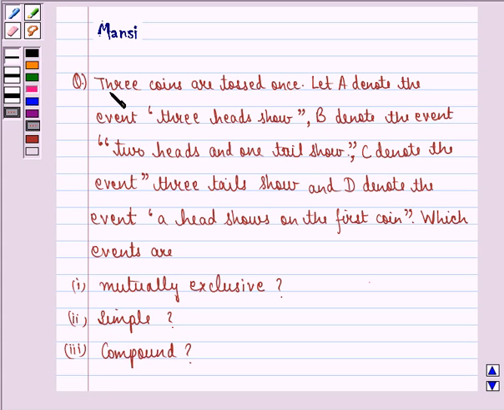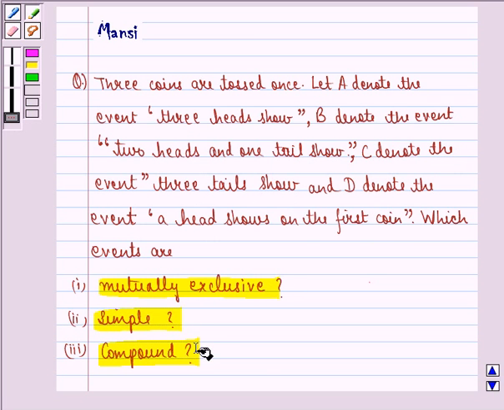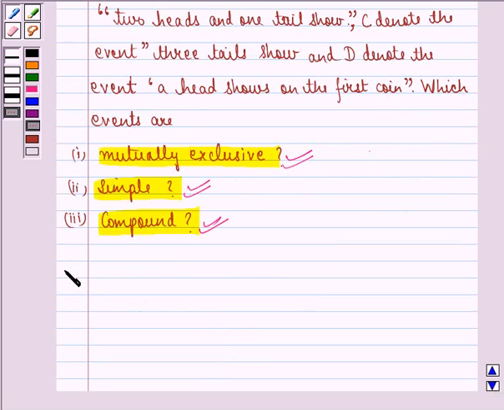The question says, three coins are tossed once. Let A denote the event three heads show, B denote the event two heads and one tail show, C denote the event three tails show, and D denote the event a head shows on the first coin. Now, which events are mutually exclusive, simple and compound? That means first we have to tell which events are mutually exclusive, then which events are simple and which are compound. So let us start with the solution to this question.